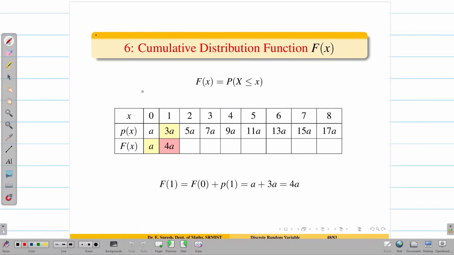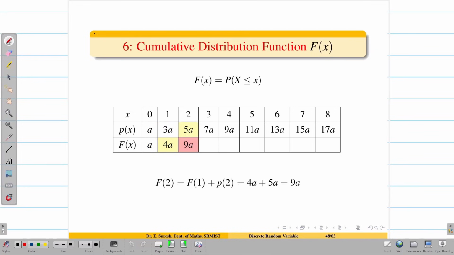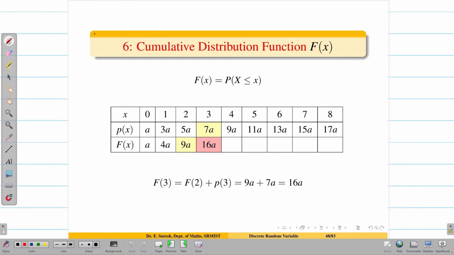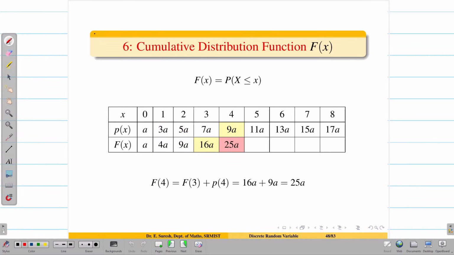To find F of 2, add these 2. 4A plus 5A is going to be 9A. Next one, 9 plus 7, 16A. Next one, 16 plus 9, 25A. So just keep on adding the cross and write the answer below. Similarly, 25 plus 11 is 36A, 36 plus 13, 49A, and 49 plus 15, 64A, 64 plus 17, 81A.